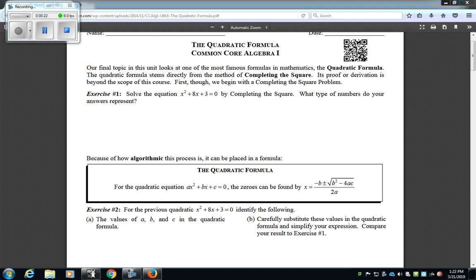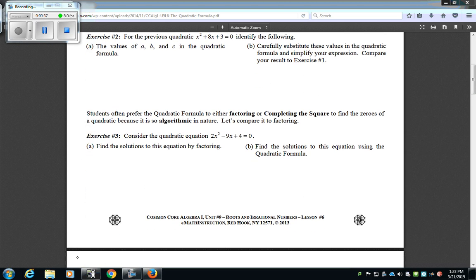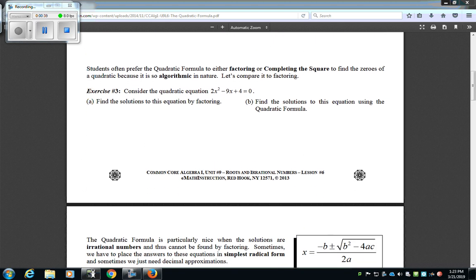We're going to look at just a basic example where we're going to get some whole numbers out. And we're also going to look at an example where we might get a radical. And we're going to look at a word problem example. So we're going to skip ahead a little bit. We're going to look at exercise 3 on the bottom of this page.